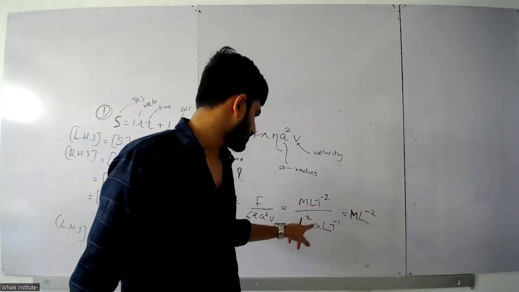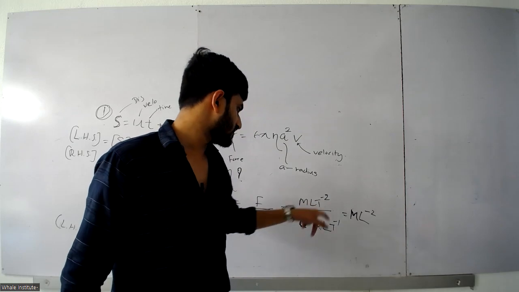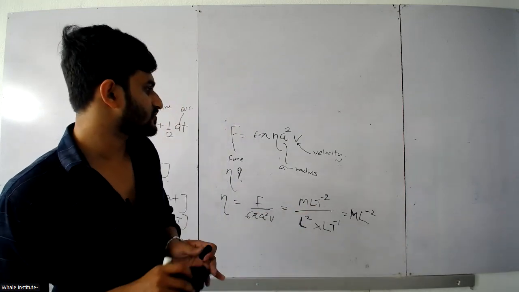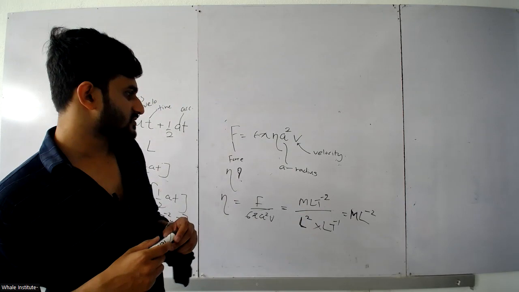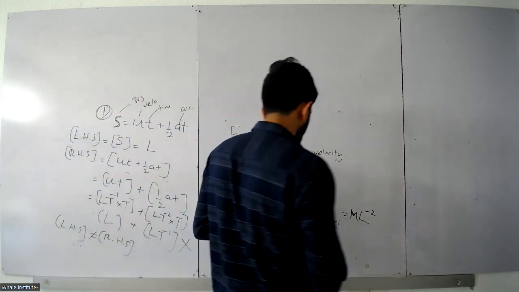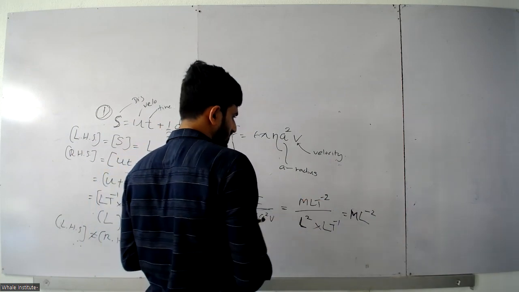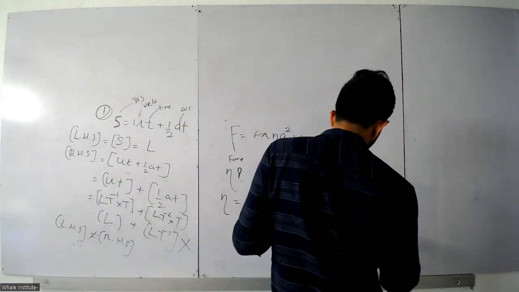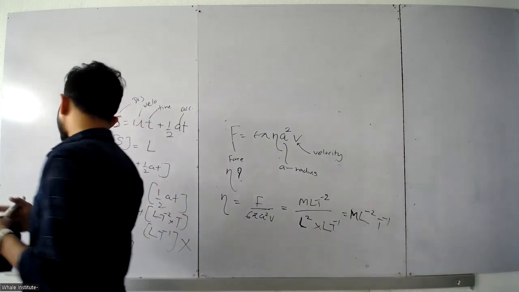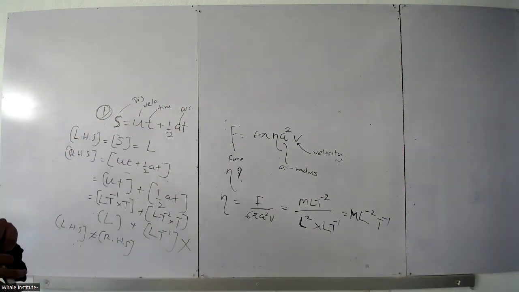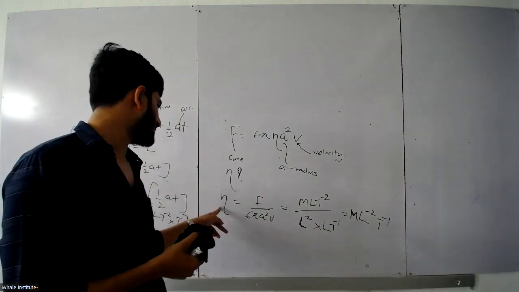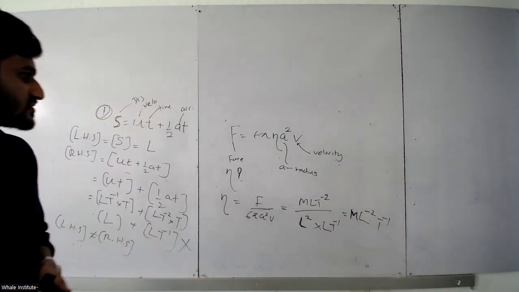Here we can cancel this L. So L2 is remaining here. When you are getting L2 in the numerator, it becomes L to the minus 2. And T minus 1 going up becomes T plus 1. T plus 1 into T minus 2 is T minus 1. So finally, these are the dimensions, the dimensional formula of eta, or coefficient of viscosity.